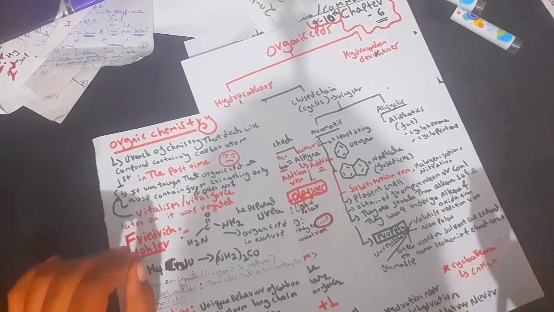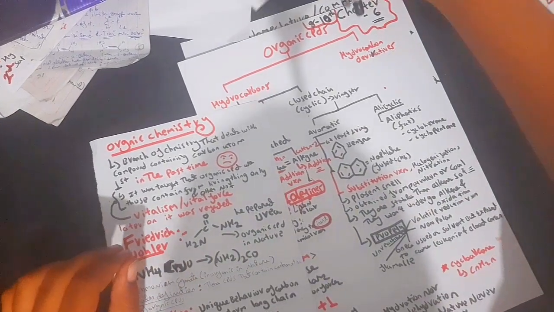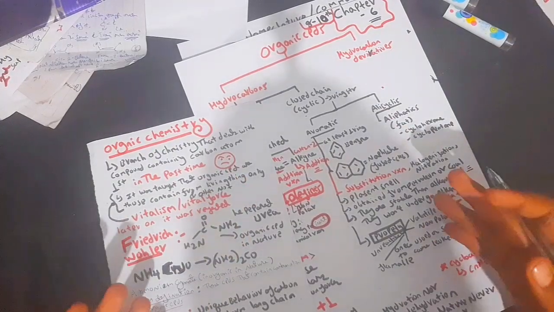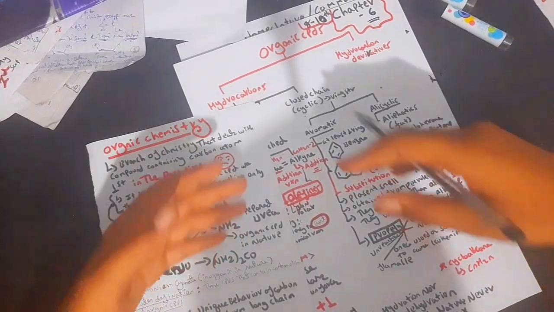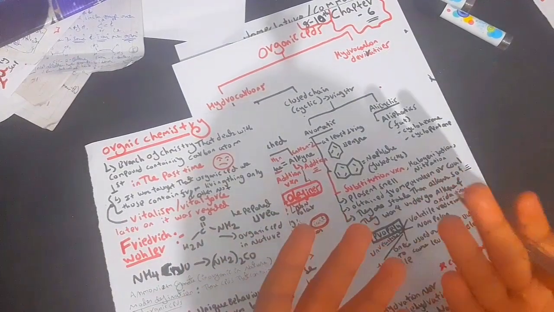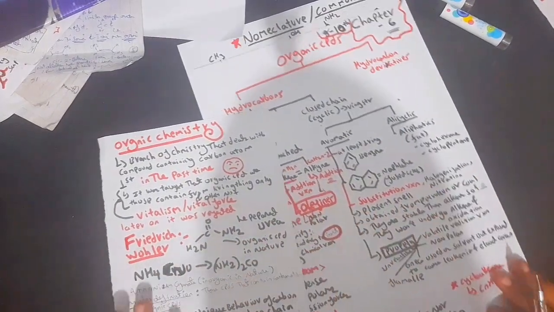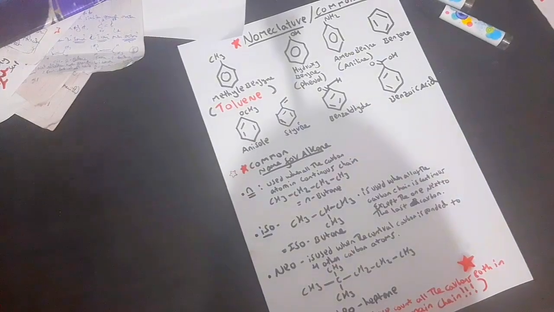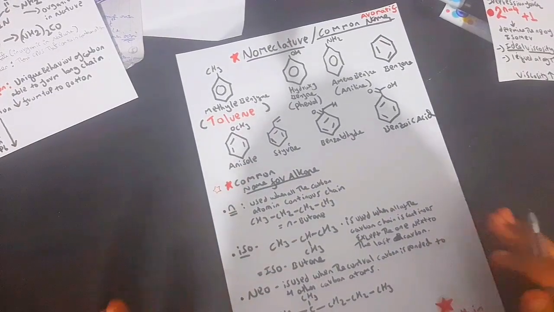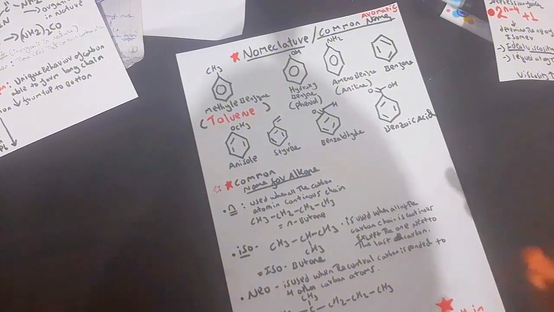Hi everyone. So in our last video we talked about organic compounds and organic compound classification, the history, and also we saw key points in organic compound structures. So in today's lesson we're going to be seeing the nomenclature of alkanes, alkenes and alkynes, and also aromatics.